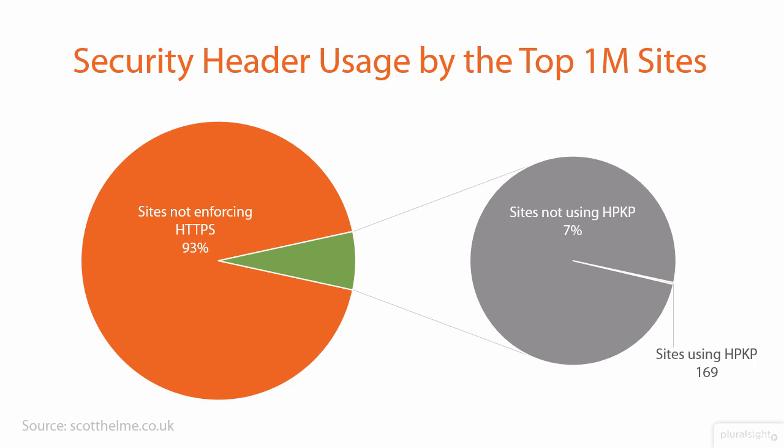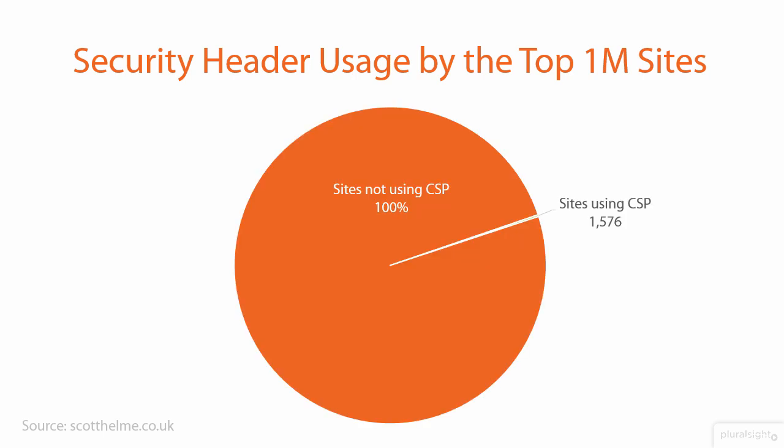The other browser header I want to show you while we're looking at statistics is CSP. Let's have a look at that. That is an alarmingly small number. About 1,500 websites out of the top 1 million are using a CSP. Now CSPs aren't dependent on HTTPS. You can put a CSP on any website regardless of which scheme it's normally loaded over.